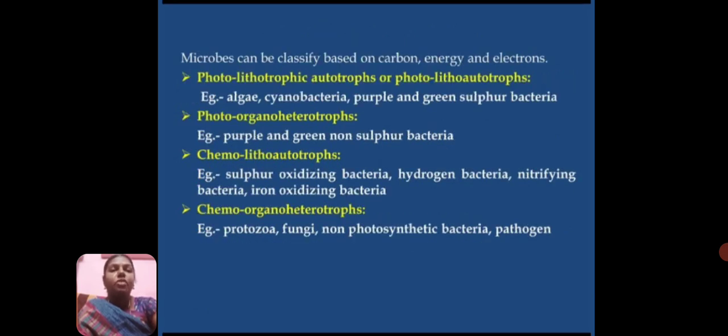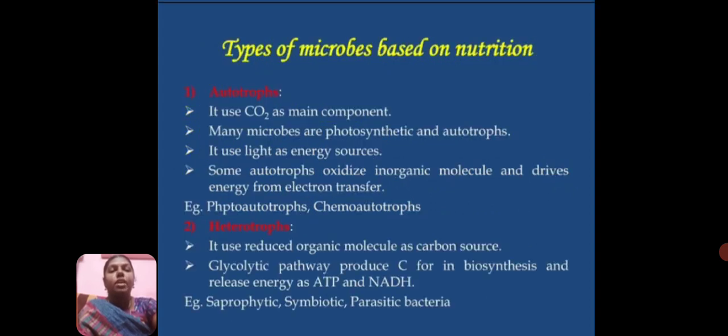Microbes can be classified based on carbon, energy and electron source. Photolithoautotrophs. Examples: algae, cyanobacteria, purple and green sulfur bacteria. Photoorganoheterotrophs. Examples: purple and green non-sulfur bacteria. Chemolithoautotrophs. Examples: sulfur oxidizing bacteria, hydrogen bacteria, nitrifying bacteria, iron oxidizing bacteria. Chemoorganoheterotrophs. Examples: protozoa, fungi and non-photosynthetic bacteria, pathogens.